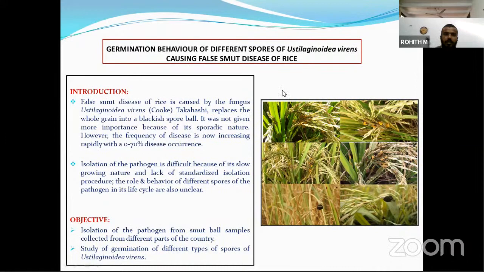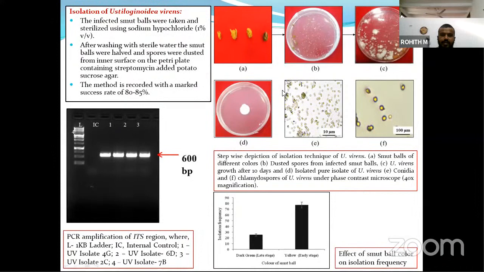For the purpose of isolation of the pathogen, the smut balls were sterilized using 1% sodium hypochlorite and then washed with sterile water, and they were cut into half, and the spore dust from the inner part of the smut balls was dusted on the potato sucrose agar medium. The use of potato sucrose agar medium for the isolation of the pathogen showed an 80 to 85% success rate. The figure depicts the isolation technique of Ustilaginoidea virens. The different colored smut balls, that is yellow or dark green, were also used for the isolation.